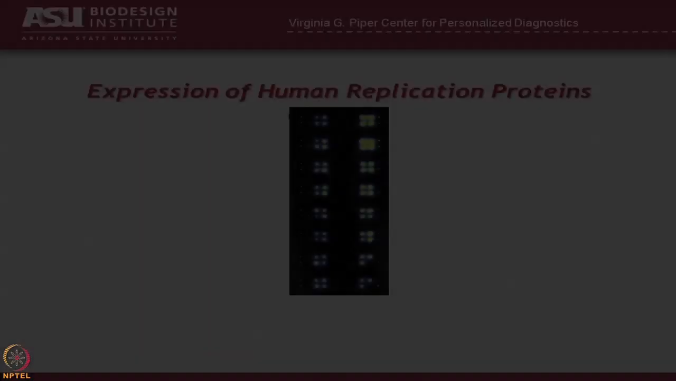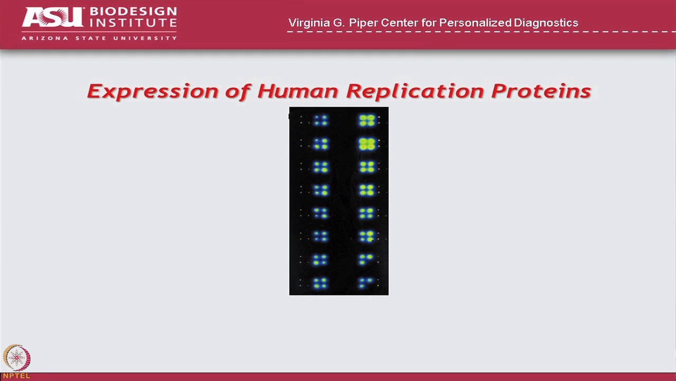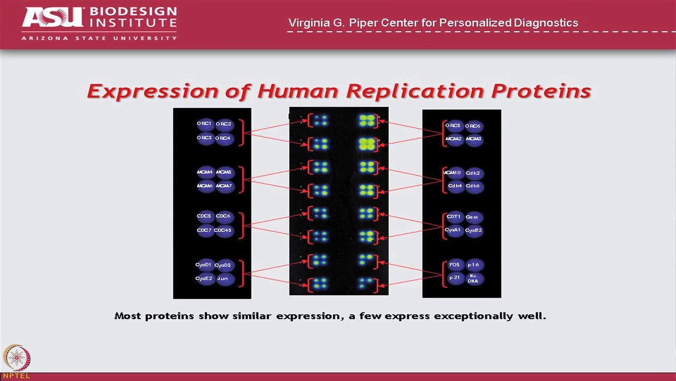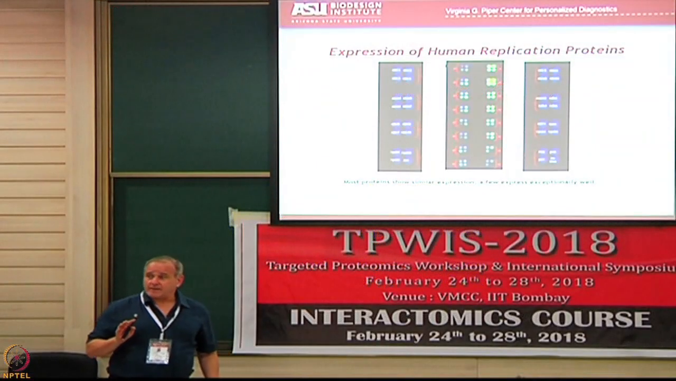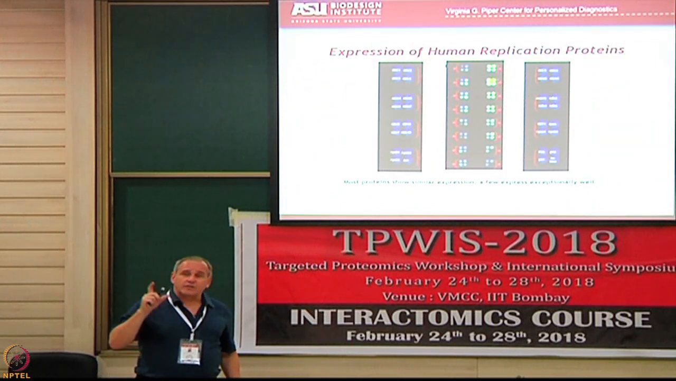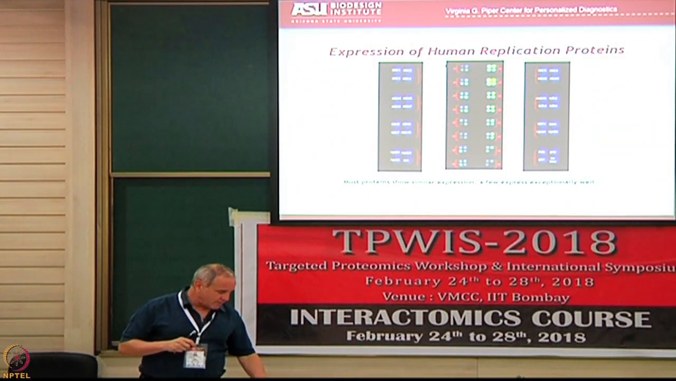So our first experiment was this. We took all the proteins in the human DNA replication complex. This is that collection there. We cloned all those genes, and then we printed them and expressed them. And this is measuring with GST, just to show that they all got made, okay? And everybody was done in duplicate, so they were all there in two spots.